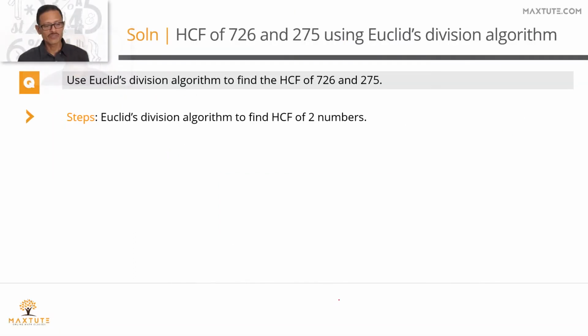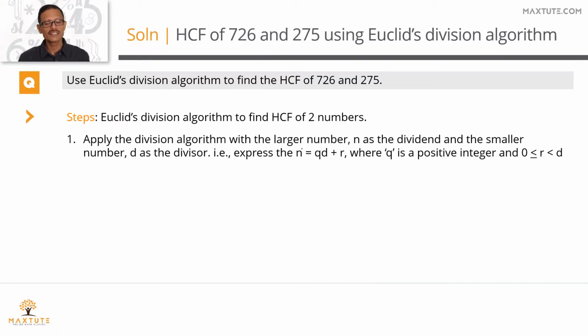In this slide, we'll list down the steps required to compute the HCF using Euclid's division algorithm. Step 1, we will take the larger of these two numbers, 726, as the dividend and call it n. And the smaller of these two numbers, 275, we call the divisor d. And write these two numbers to fit into Euclid's division algorithm. That is, we'll write the larger number 726 is equal to some q times the divisor 275 plus the remainder r. Q is the quotient of this division, which is a positive integer.